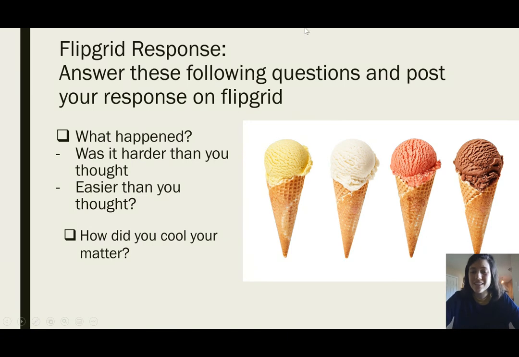I hope you all give this ice cream experiment a try, and I hope that you enjoy your ice cream. If you do complete the experiment, I would love for you to answer these following questions and post them on Flipgrid. Think about what happened. Was it harder than you thought to make the ice cream? Was it easier than you thought? How did you cool your batter? Exactly what happened to change the cream into ice cream? The Flipgrid code is going to be listed on the choice board.